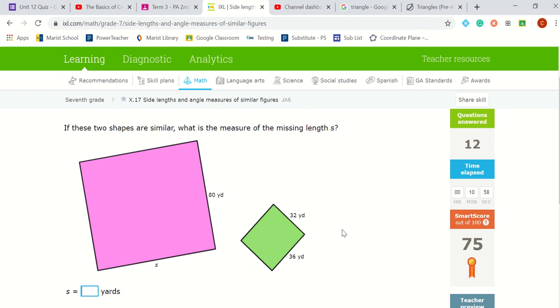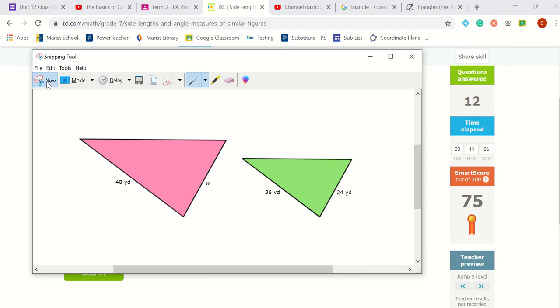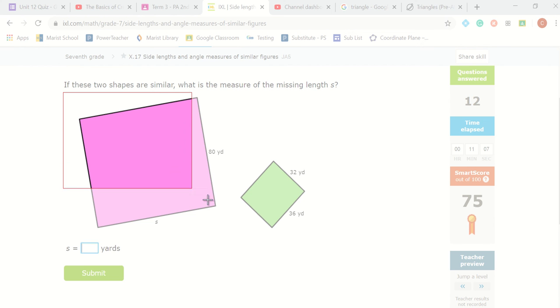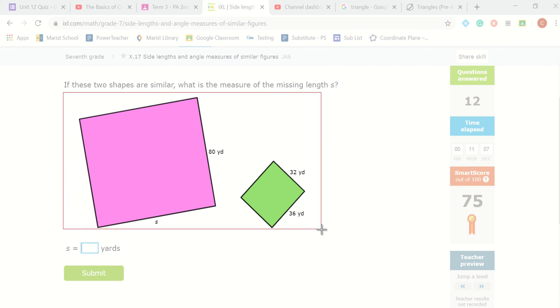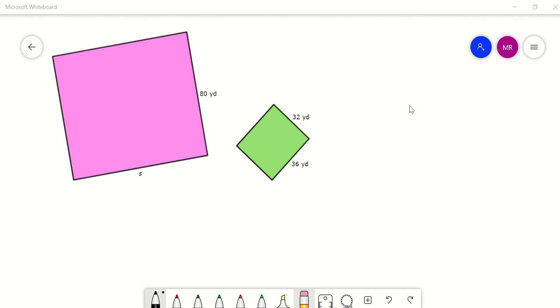Okay. If these two shapes are similar, what's the measure of the missing length S? All right. Oh man, this is gonna be tough because it's tough to tell what's longer on these two. Let me pause the video and get this set up here. All right, I'm gonna work this both ways and see if one way gives me an integer and the other way does not give me an integer.